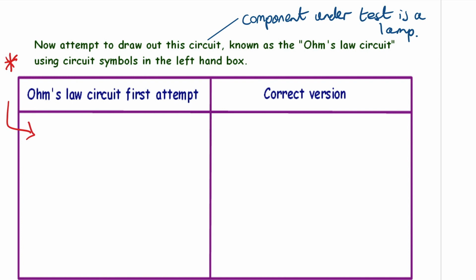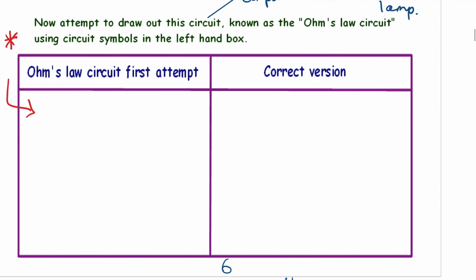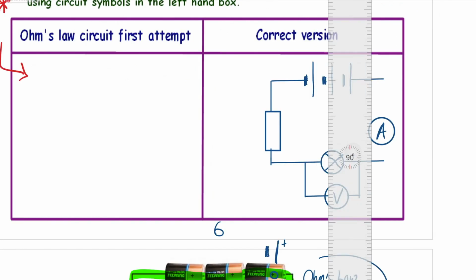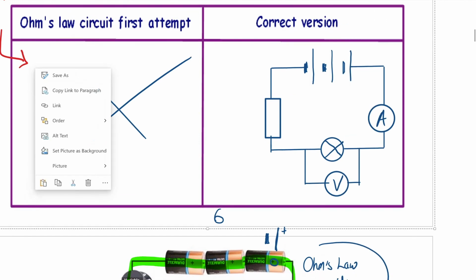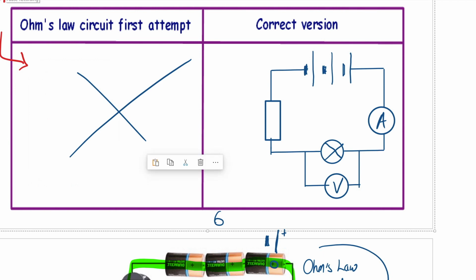Don't worry if you get it wrong, because what I want you to do then is compare yours to the correct version that I'll be drawing in there. Okay, pause the video. So, if you can just compare your circuit here to the one on the right hand side. Make sure you've used a ruler, make sure you've got the component.